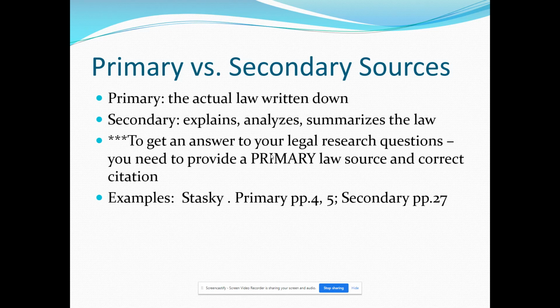All right, so we have some examples in Statsky, the Statsky book, which is the navy blue book. I don't have that one in PDF, so I can't show it to you on the screen. But if you look on page 5, you have primary authorities: opinions, statutes, constitutions, administrative regulations, charters, ordinances, rules of court, executive orders.